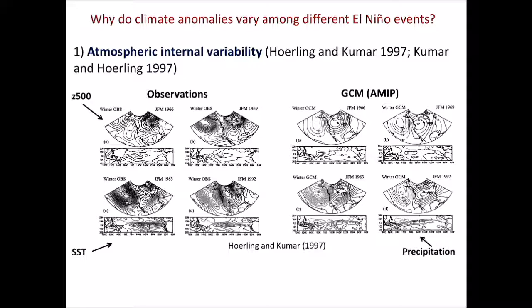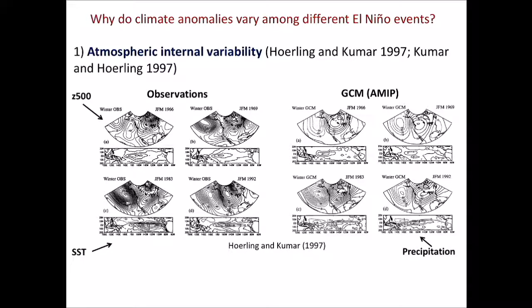And there are a number of ideas that have been put out there, and the first one that I think is important to really consider is the role of atmospheric internal variability. So basically just weather noise. And although the time scale of atmospheric variations is short, generally on the order of 10 days or less, they still can leave a substantial imprint on the seasonal mean anomalies.